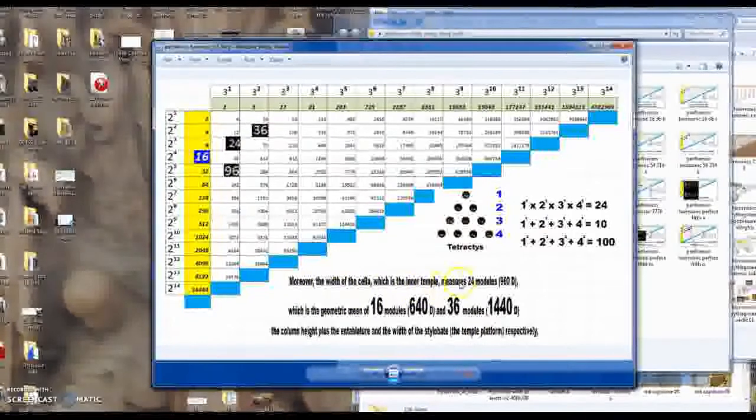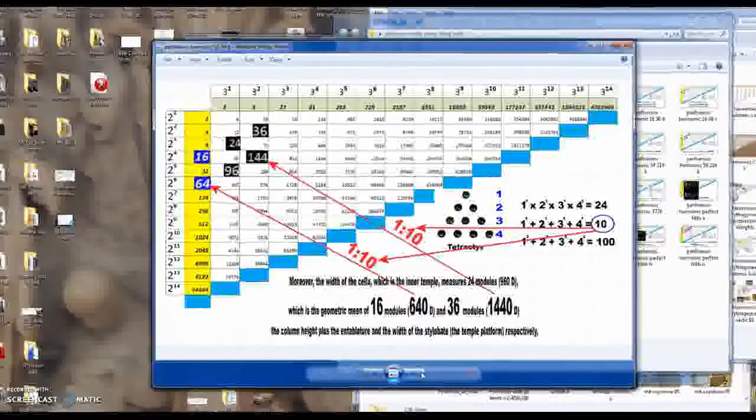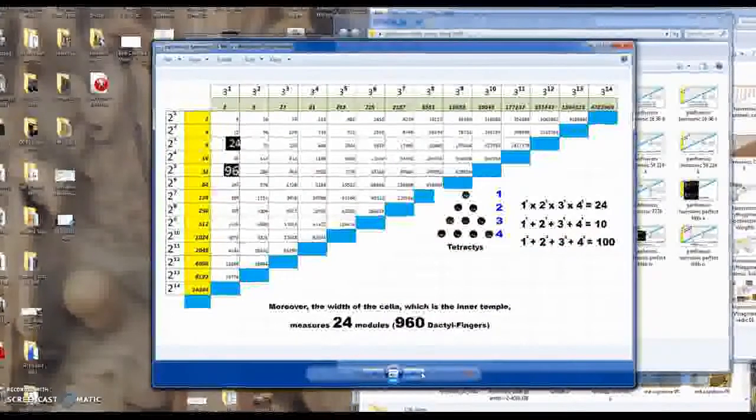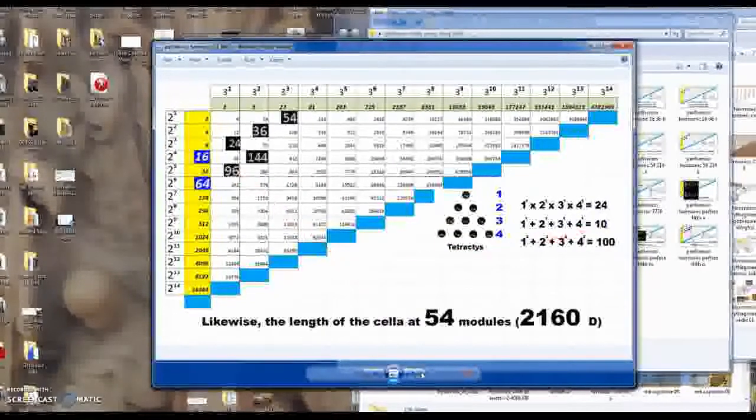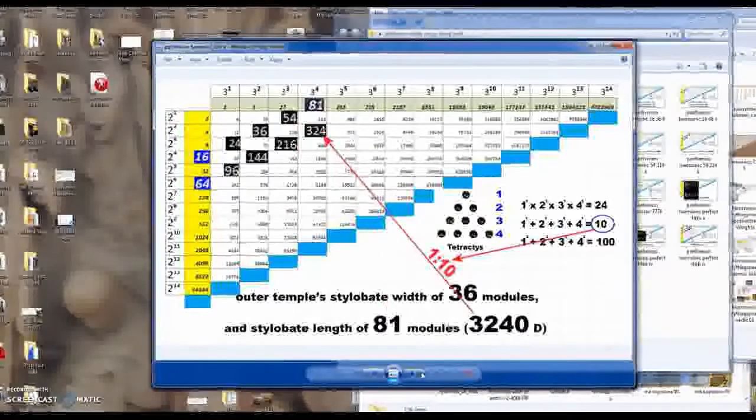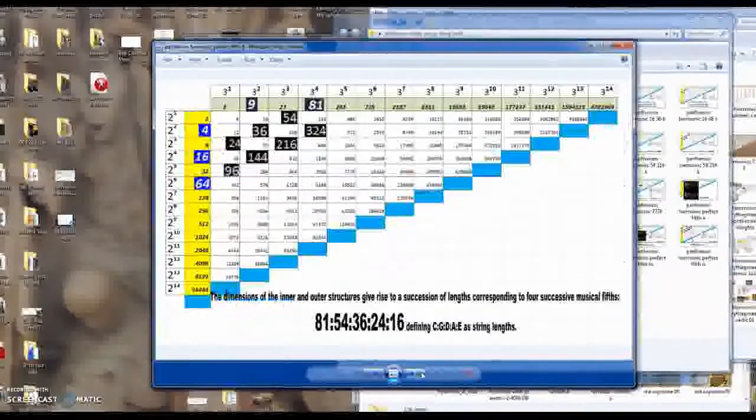The width of the cellar inner temple, I covered that one, that's 24 and 96. Okay, so the geometric mean 16, 640, 36, 1440, and once more, powers of 10. We saw those. And again, I'll just flick through them. You see what I mean? We have the same pattern now.